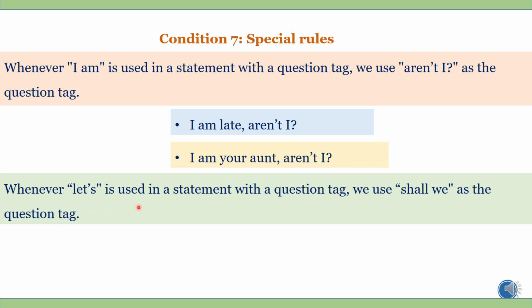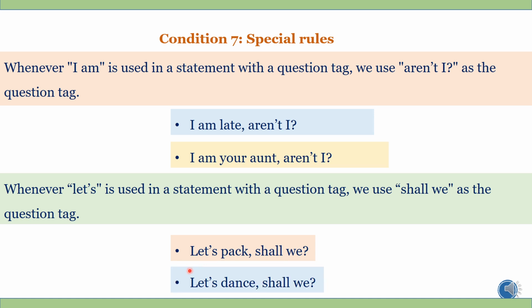Whenever let's is used in a statement with a question tag, we use shall we as the question tag. Let's pack, shall we? Whenever let's is there, we need to use shall. Shall we? Next example, let's dance, shall we?